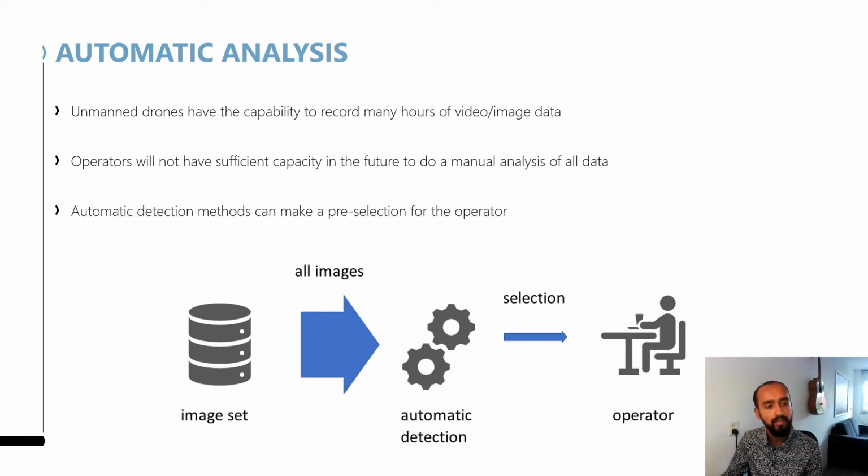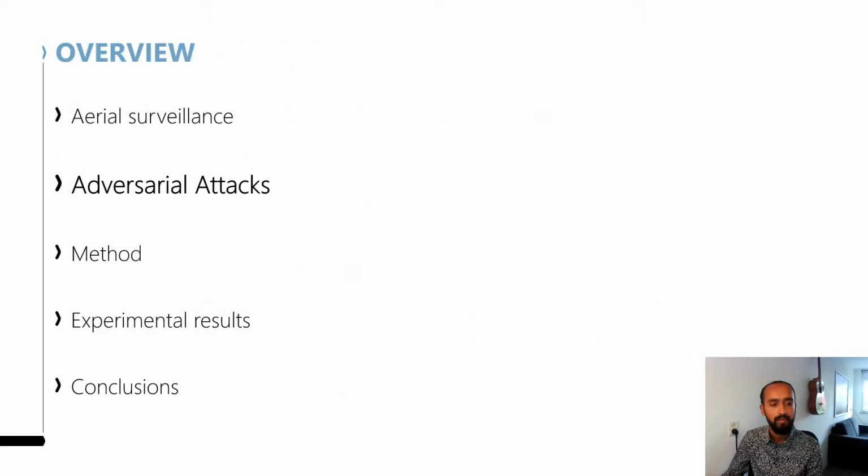The use of automatic analysis can be leveraged by operators who want to know what is happening on the ground. These operators might not have sufficient time or capacity to manually go through days of footage made by the drone. So they can use an automatic detection method that can make a pre-selection for them, and we expect that this kind of automatic detection method will be used more and more in the future.